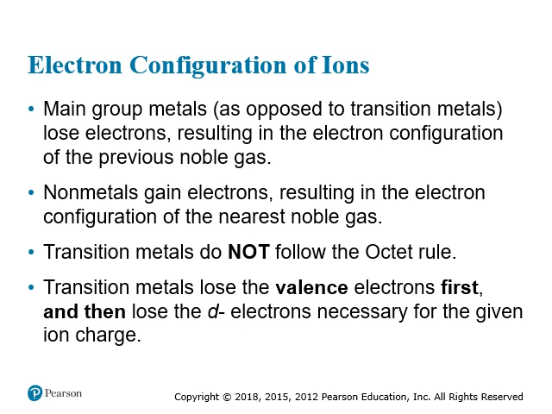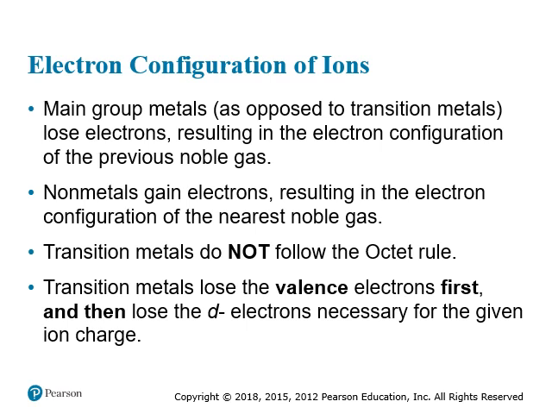Nonmetals tend to gain electrons, and in doing so, they will obtain the electron configuration of the upcoming nearest noble gas. Transition metals, those are the metals that we find on the periodic table between groups 3 and 12. They do not follow the octet rule. When electrons are lost in the formation of ions from transition metals, we see that the transition metals lose the valence electrons first, and then they lose those d electrons in order to obtain the necessary charge.